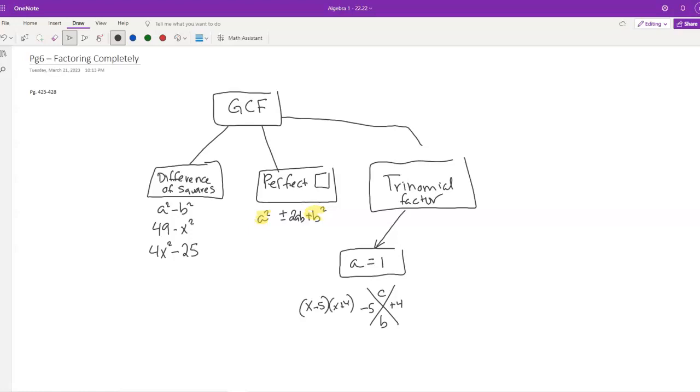But if we come back and we have a trinomial, but a is greater than 1, we can still do this mystery method, but remember it's a times c.